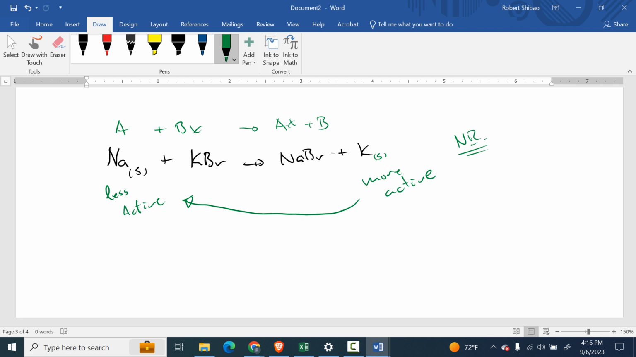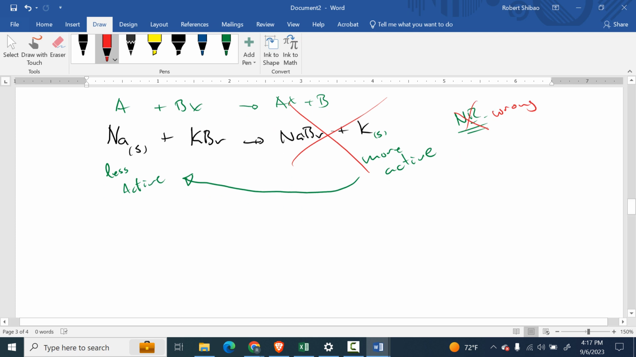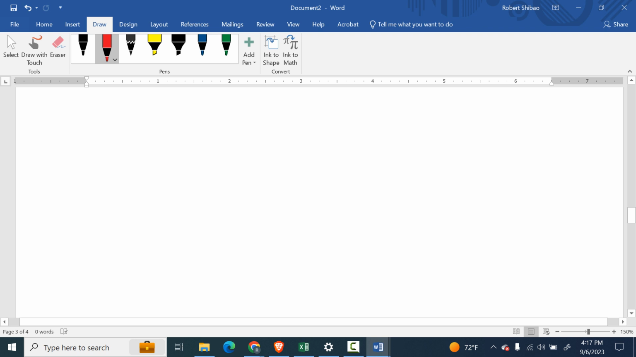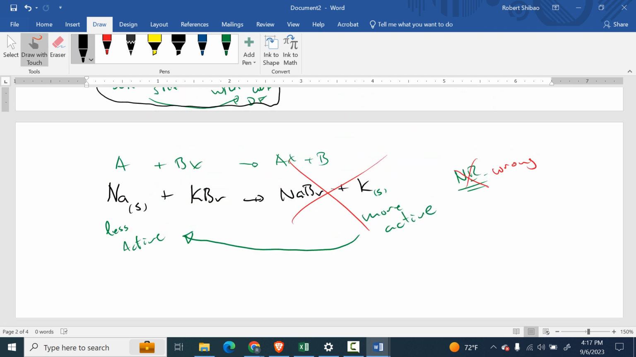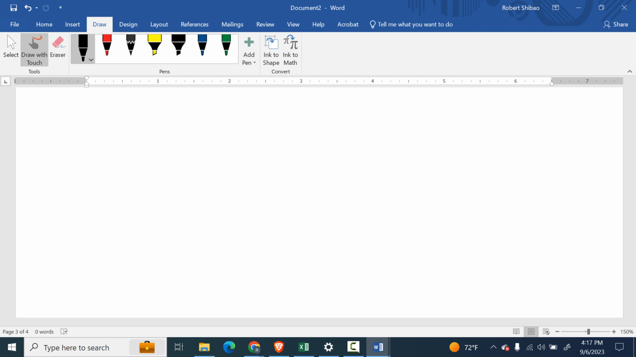Are we done? It turns out no, this is wrong. There is a reaction. So if there's a reaction, what is it? Well, it's not single replacement. And so a more powerful method, we don't even have to remember single replacement. We don't have to do single replacement. A more powerful method would be the chart method. And so I'm going to use the chart method for this.